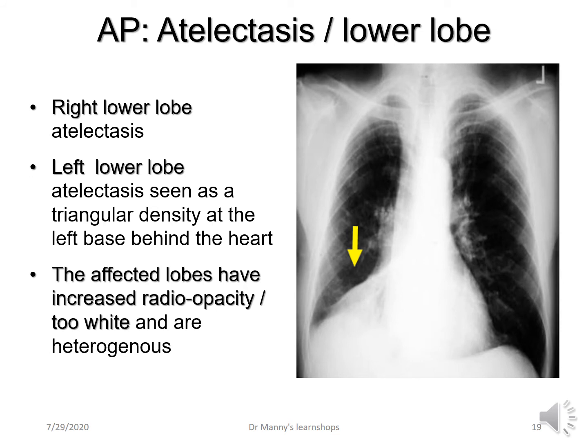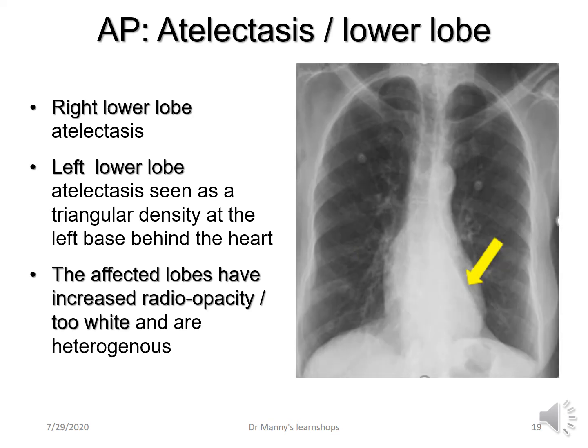Here's an example of atelectasis in the right lower lobe. And the left lower lobe. In the left lower lobe, it's difficult to identify, and you identify it by seeing a triangular density at the left base of the heart. Now, on an AP film, this is unusual. It's difficult to see on an AP film because an AP film alters the intrathoracic structures a little bit. But if you do see it in a left lower lobe, the atelectasis is seen as indicated by this triangular density at the left base of the heart.